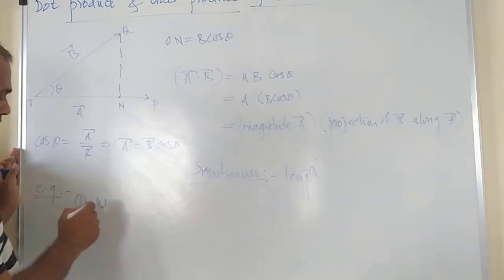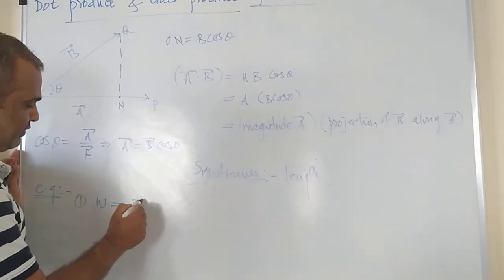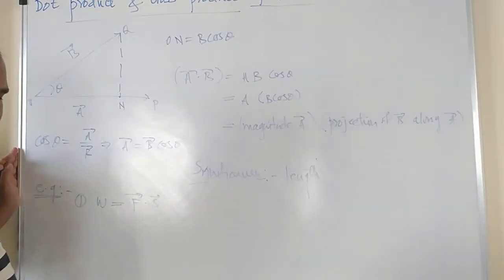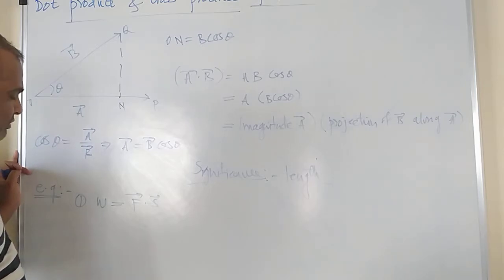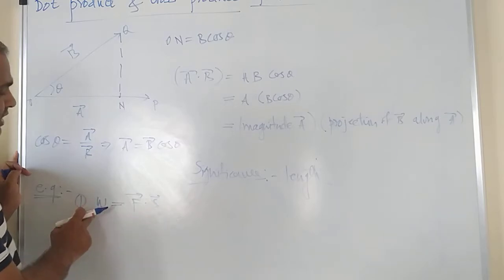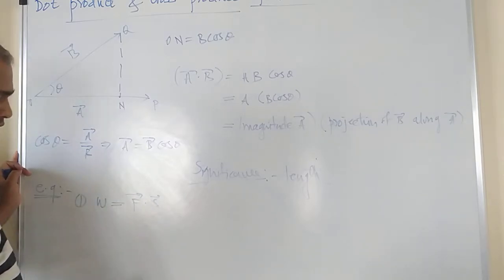Work is a scalar. So work is a product of force into displacement, F dot ds or F dot s, where F is a force, S is a displacement. Force and displacement both are vector quantities, and work is a scalar quantity, and therefore the dot product of two vectors gives you a scalar result. So this is an example of a dot product or a scalar product.